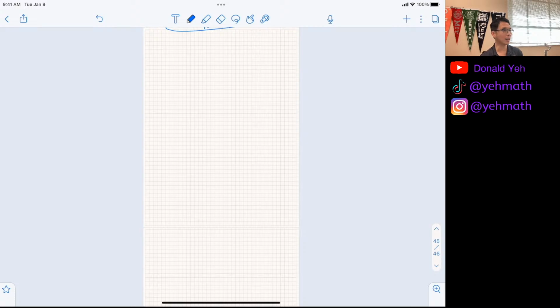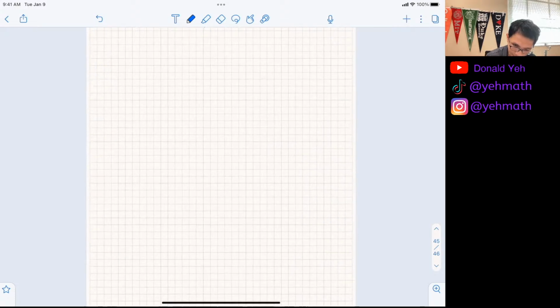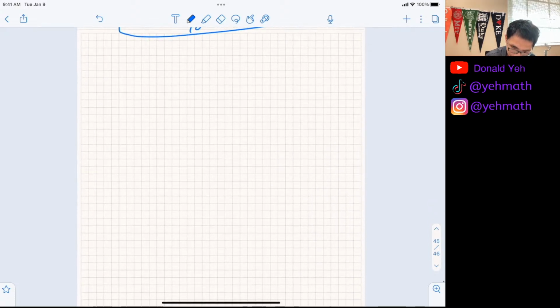All right. So let's talk about the next integral ideas. The next integral idea is geometric. How do you deal with geometric?